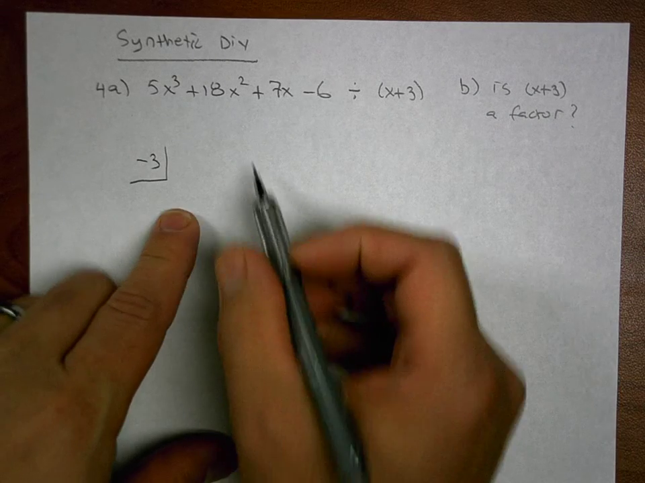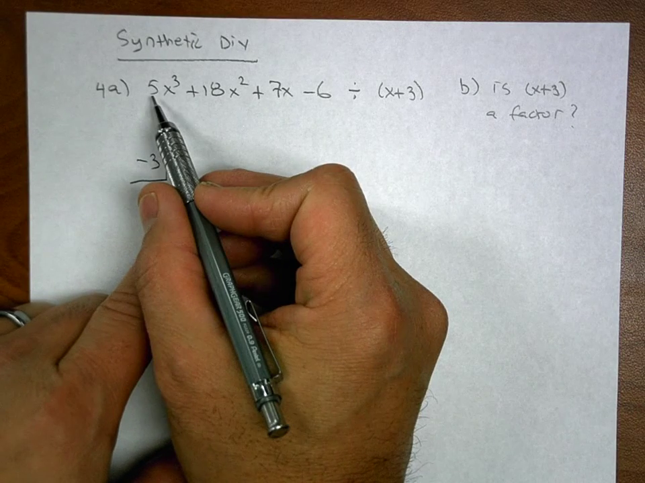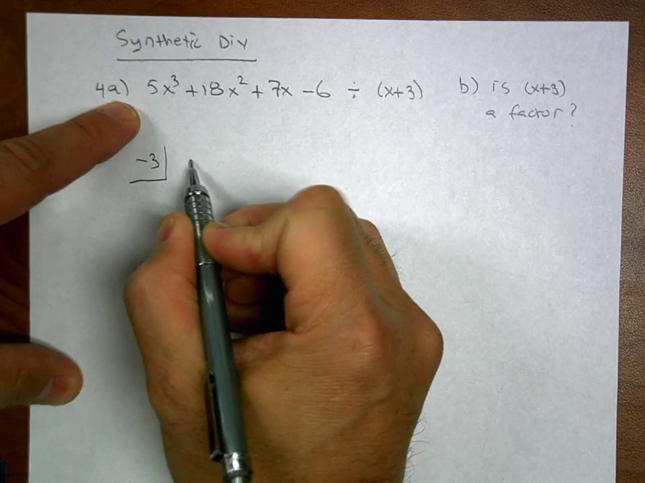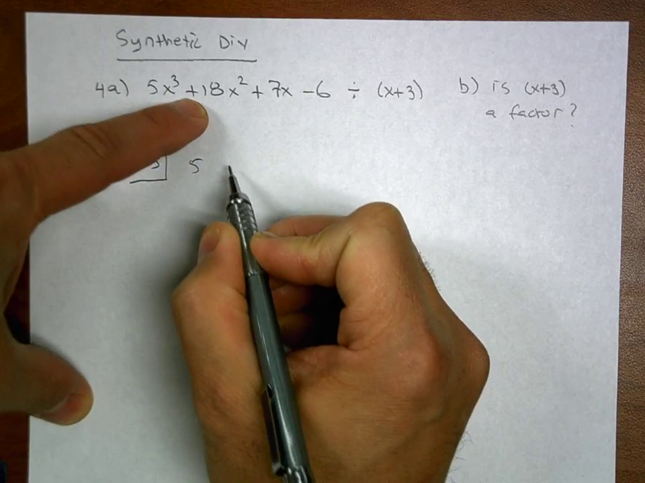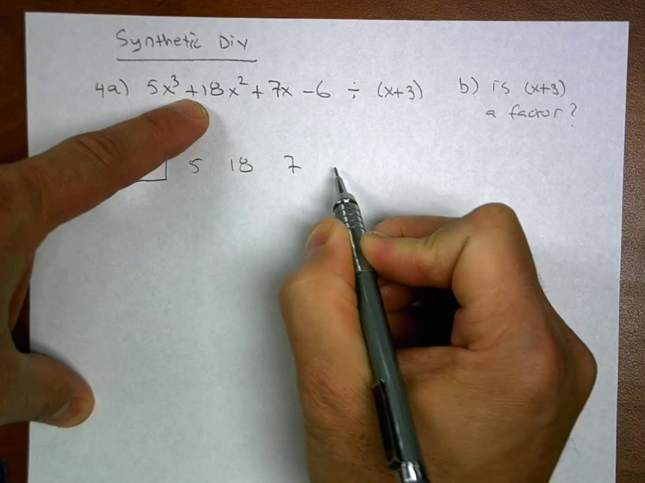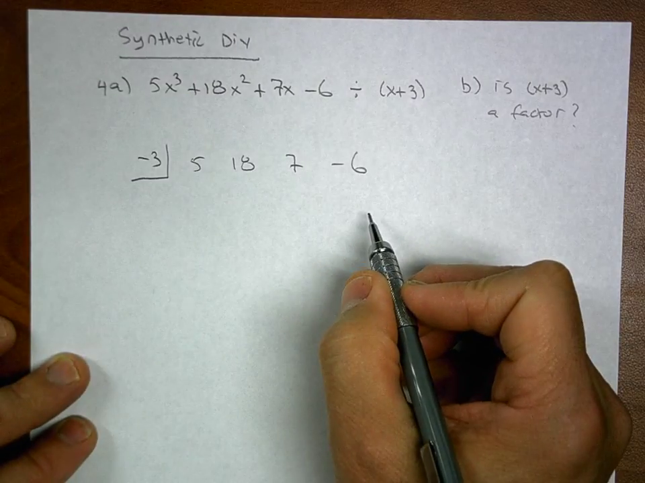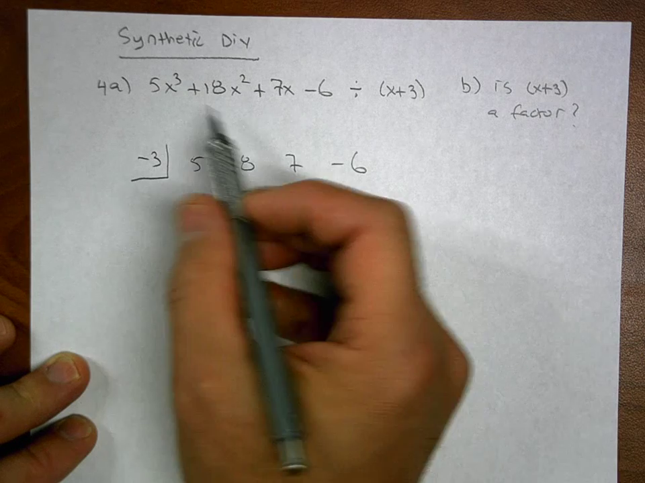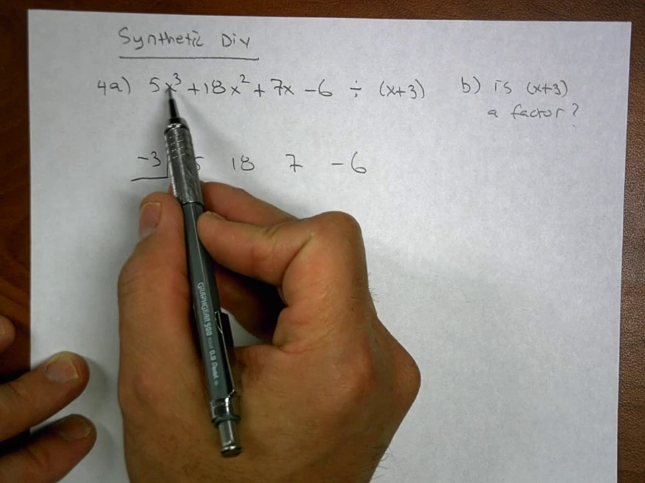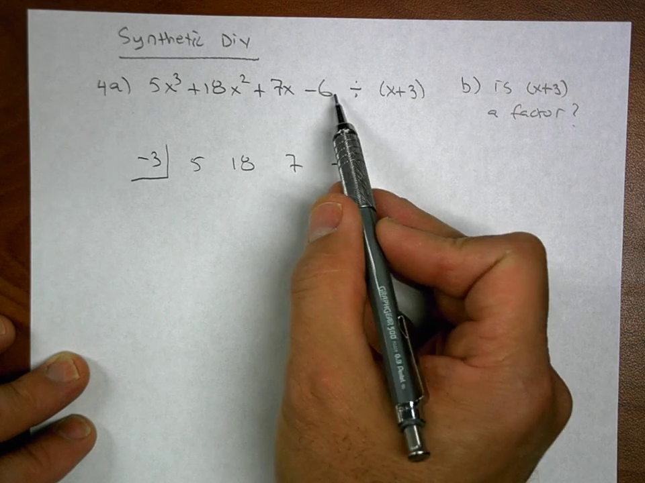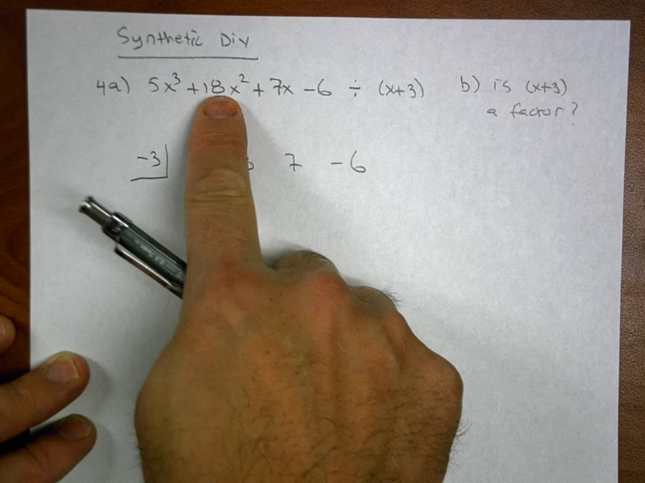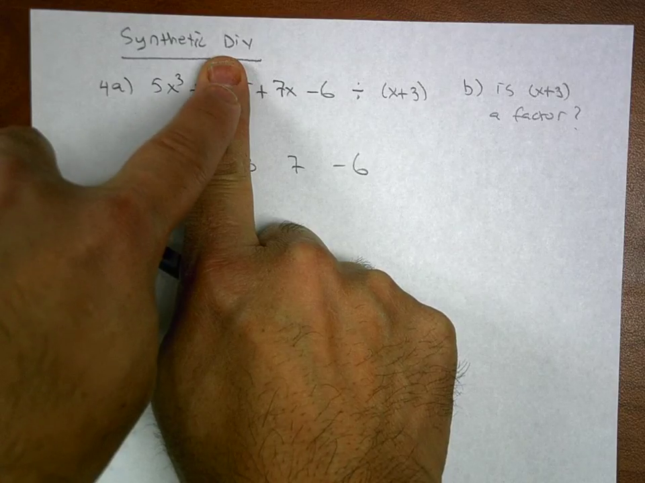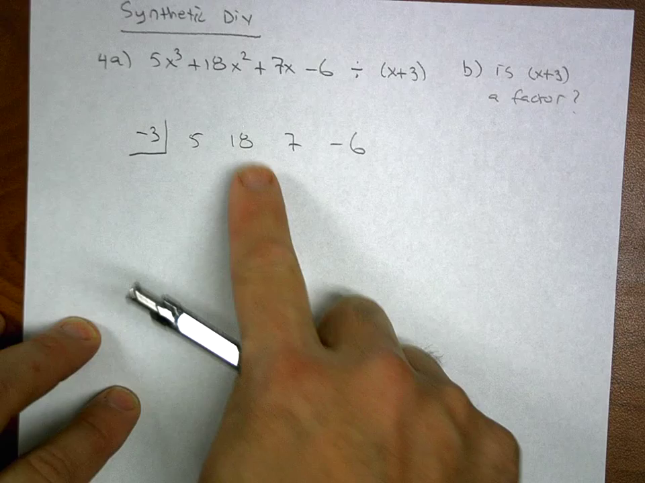Then we're going to divide it into this, so we put all the coefficients. Not the x's, but just the coefficients, the numbers in front. So we have 5, x cubed, so 5, and then 18, and then 7, and then -6. We need to put placeholders if there was no x squared, for example. So this goes x cubed, x squared, x to the first, then a number. If it was just 5x cubed plus 7x, we go 5, then you have to put 0 because there's 0 x squareds, and then 7, or it does not work.